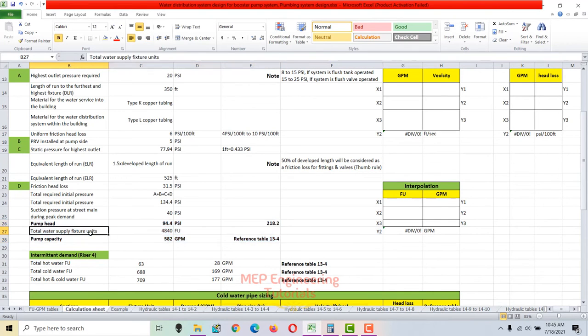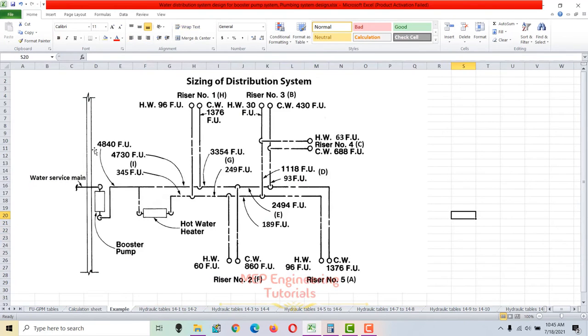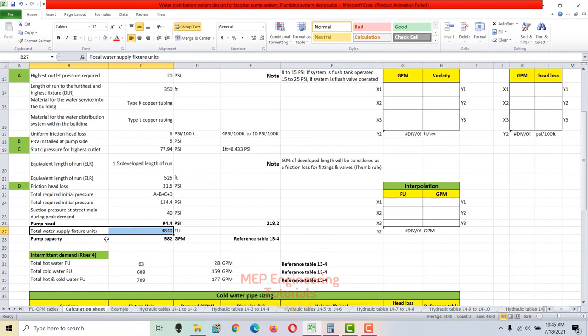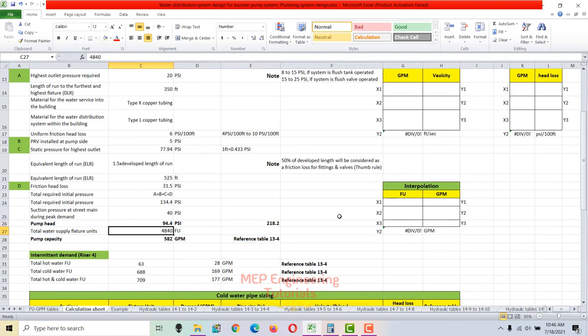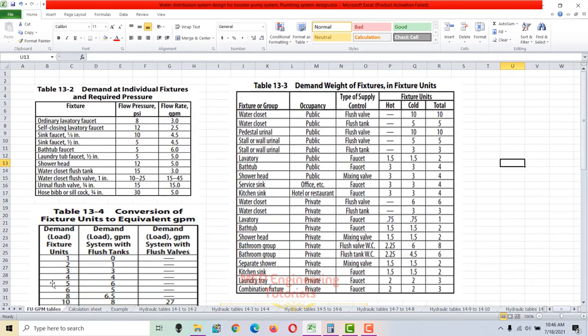So the total water supply fixture unit which we calculated here is 4840 fixture units at this point. So for 4840 fixture units, we need to calculate the pump capacity. We calculated the head, but we need to calculate the demand GPM for this one. So for 4840 fixture units, I will go to this table.